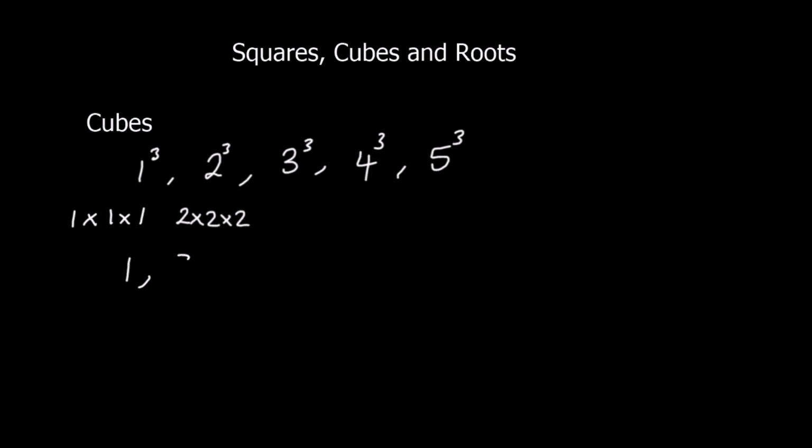4 times 2, 8. 3 times 3 times 3. 3 times 3 is 9. And then 9 times 3 is 27. 4 times 4 is 16. 16 times 4 is 64. And 5 times 5 is 25. And 25 times 5 is 125. You should know these first 5 cube numbers.